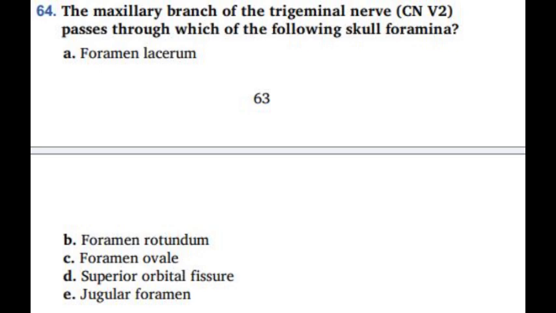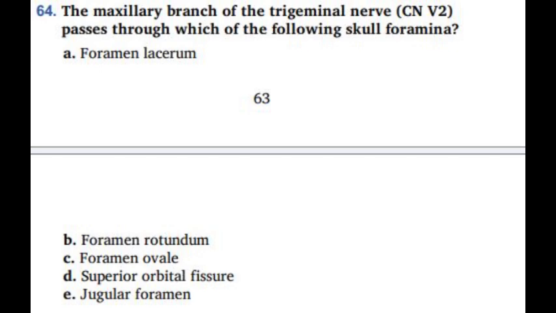For question 64, the maxillary branch of the trigeminal nerve, that's V2, passes through which of the following foramina? So remember we said SRO, the S for the superior orbital fissure, which carries V1. V2 passes through R, the foramen rotundum, and O for the foramen ovale, that's where we have V3 passing through.